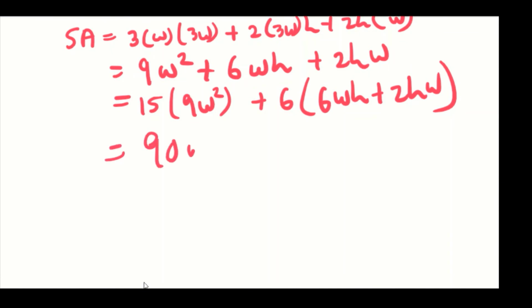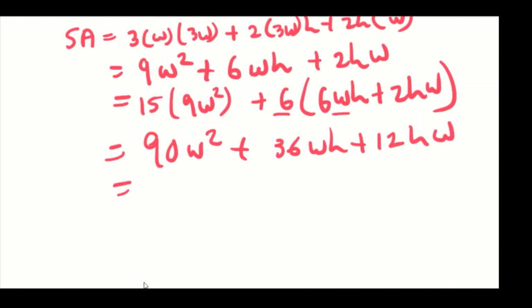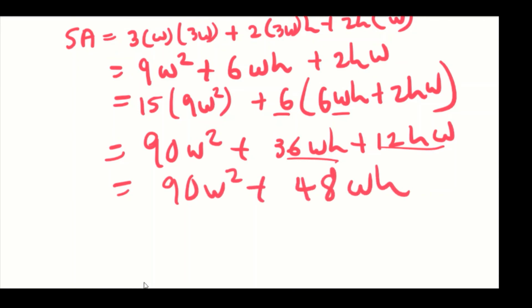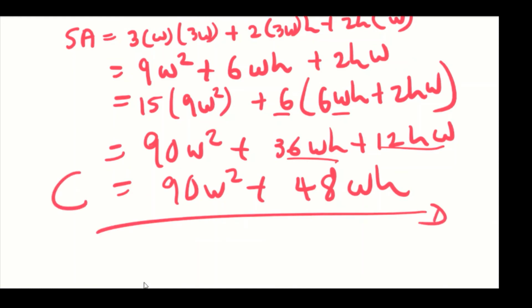It's going to be 90W squared plus the 6 multiplied by the 6 is going to be 36WH plus 12HW, right? So these are just like terms, you can add them. So it's 90W squared plus 48WH. So if you check, this is the cost now. The surface area ended somewhere here, and then when we involved the rand, the formula became cost. So this is the formula for the cost.